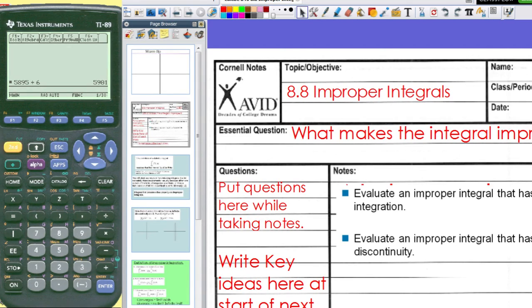But how do we evaluate this? Well, since you can't plug in 0 to this function, I'm going to rewrite this as a limit. So it's the limit as c approaches 0 from the right of the integral from c to 1 of 1 over the cubed root of x dx. So let's evaluate.